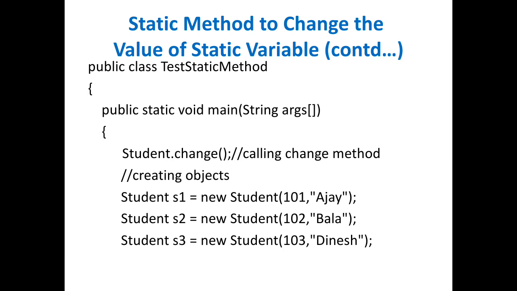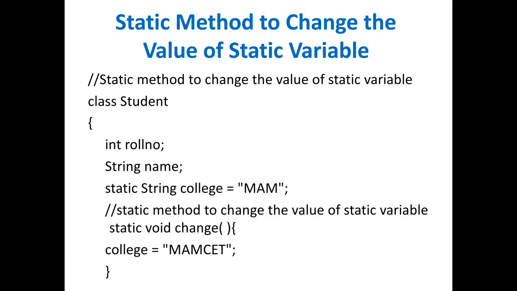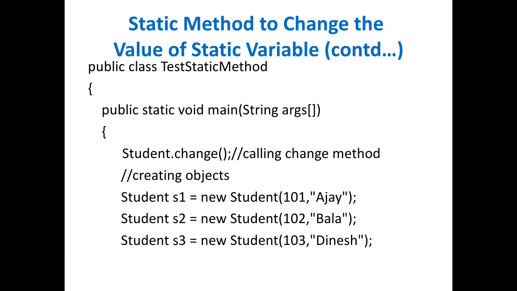Then we have test static method. So here we are going to test the class to create and display the values of object. Inside that we have main method. So initially we are calling the student.change method. So here student.change method will be called, college equal to mam set.